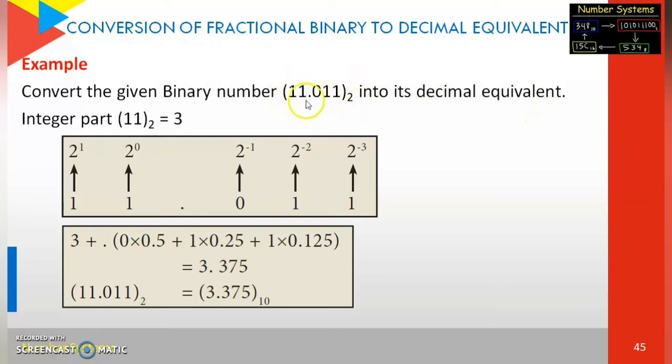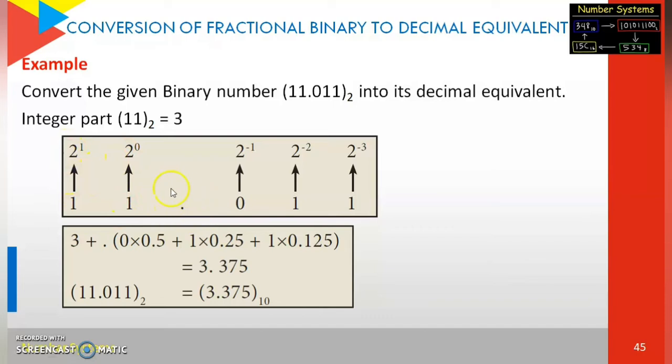We already know how to convert a normal binary number into a decimal number. We just write the powers of 2. Here the integer part is 1 base 2. What is the value of that? The value of this integral part is 3, that is 2 power 0 and 2 power 1.